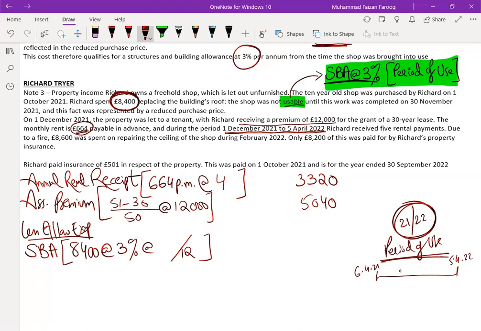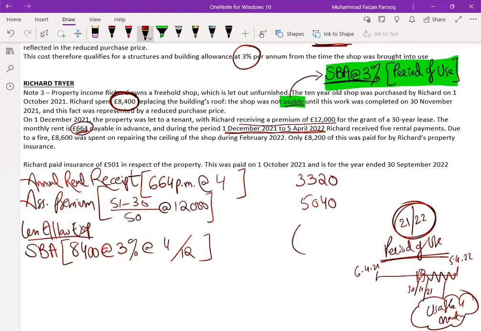The work was completed on 30th November. Okay, 30th November, the work completed. Means after that it comes in usable form, right? Yes. How many months? There is 30th November, so you will not include November in the calculation. So 4 months.